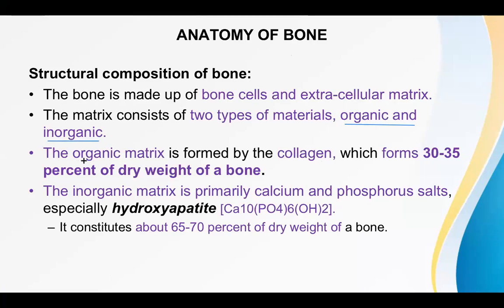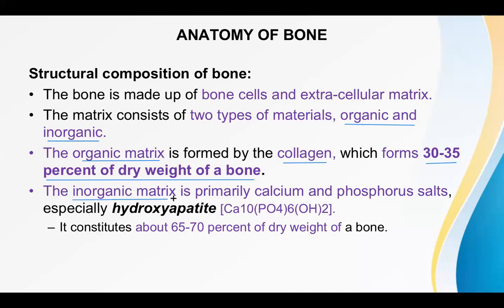The organic matrix is formed by the collagen tissue or the collagen fiber, which forms around 30 to 35% of dry weight of the bone. So only 30 to 35% of the dry weight of the bone is formed by collagen. This collagen is a fiber, just like elastic fiber, like reticulin fiber, and this fiber is responsible for one of the strengths of the bone. Not the whole strength, but one of the components of the strength is by collagen fiber.